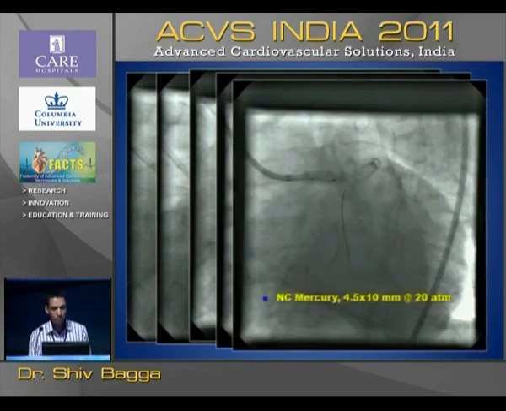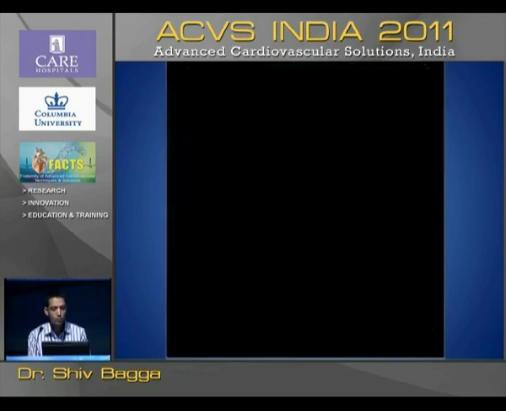And the left main stent was further optimized by a larger size non-compliant balloon based on the Murray's law, because we had deployed 3.5 and 3 millimeter stents respectively in LAD and LCX. And this was the final result.